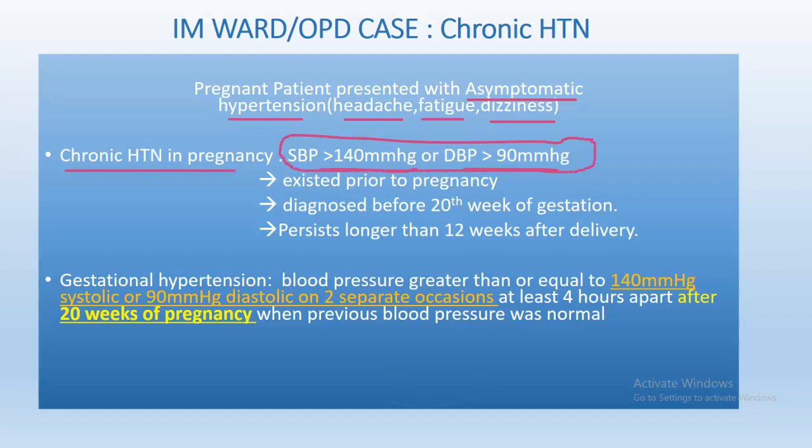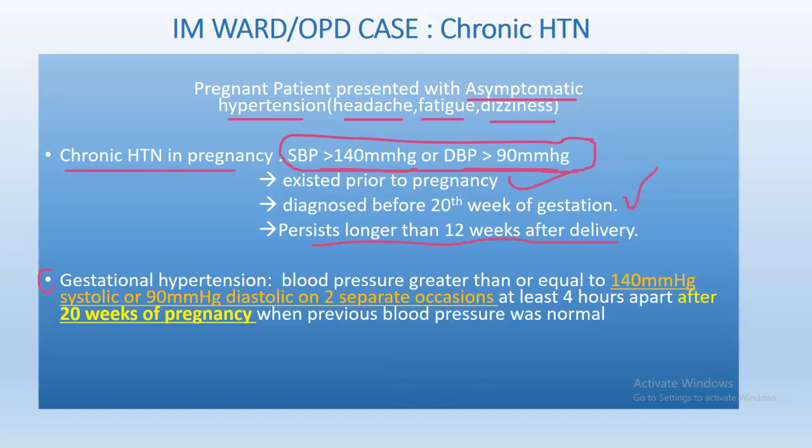hypertension in pregnancy. But remember, chronic hypertension means the patient prior to her pregnancy had high BP, and she was diagnosed before 20 weeks of gestation. That is the typical definition. And if the patient developed hypertension and it persisted longer than 12 weeks after delivery, it is defined as chronic hypertension. So this is one of the definitions for chronic hypertension.